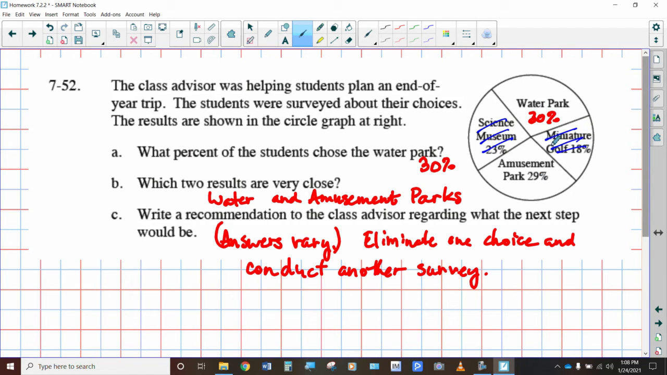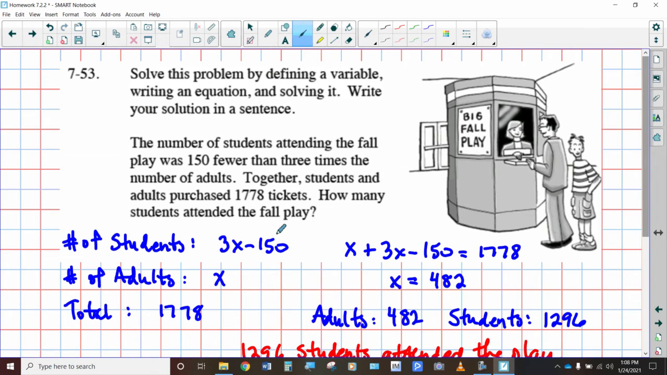And these people have to decide whether they want to go to the amusement park or whether they want to go to the water park. And then you'll get a clear idea of which one is the favorite. So that's just my suggestion. Do whatever you want. All right, another 5D problem.